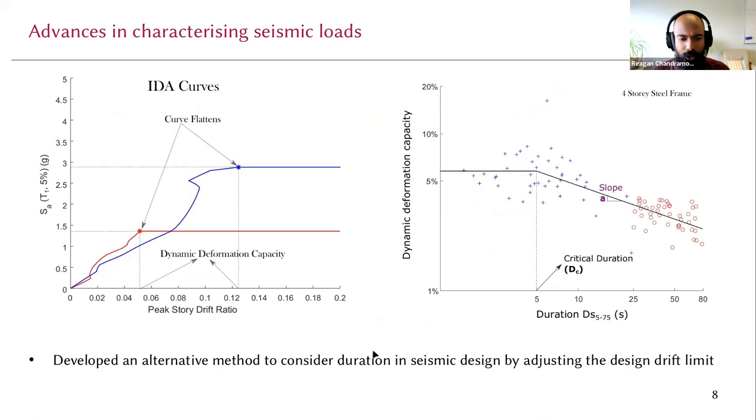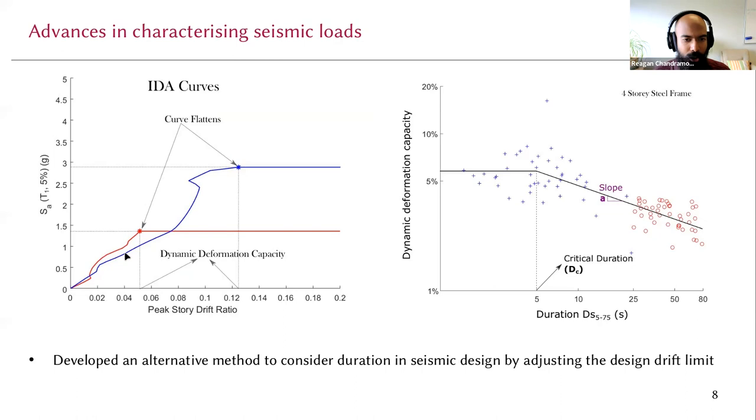We also developed an alternative method to consider duration in seismic design, and this is by adjusting the seismic design drift limits. So here, we start out by recognizing that ground motion duration affects not just the collapse capacity of the structure, but also the deformation capacity of the structure.